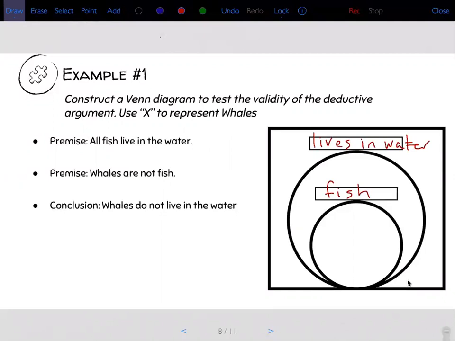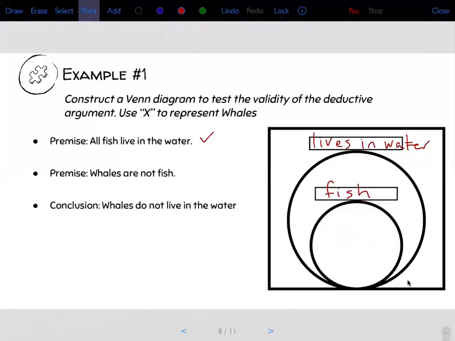Sorry, my handwriting's terrible. So now we've taken care of this first premise: all fish live in water. Good, we're done with that. We labeled fish and we labeled things that live in water. Now we're going to use this to find out where we're going to place our X. It says whales are not fish, which means our X is not going to go in this inner circle right here. Whales are not fish, so our X can't go here.